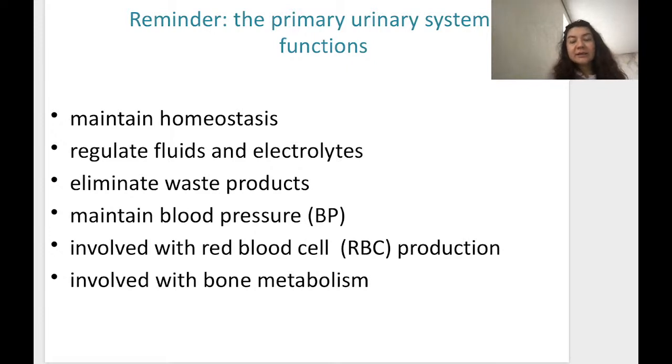Okay. And let's remind, I promised you a short reminder, the primary urinary system functions before the symptoms. What are the functions? From physiology, it is to maintain homeostasis, regulate fluids and electrolytes, eliminate waste products, maintain blood pressure, be involved with red blood cell production, and be involved with bone metabolism.